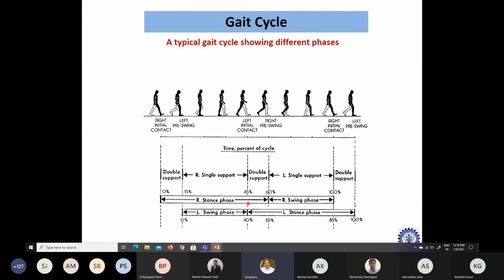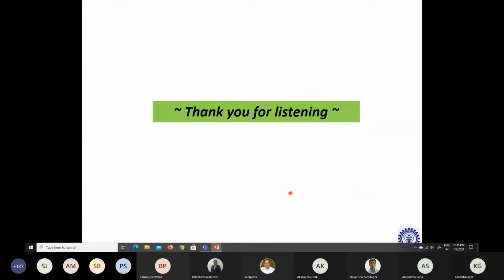So you have right stance phase and right swing phase, and just the opposite, the left swing phase and the left stance phase. In total, with the percentage of cycles very clearly indicated, the whole gait cycle can be figured out in a more quantitative manner. Thank you for listening. We can have a questionnaire session now.